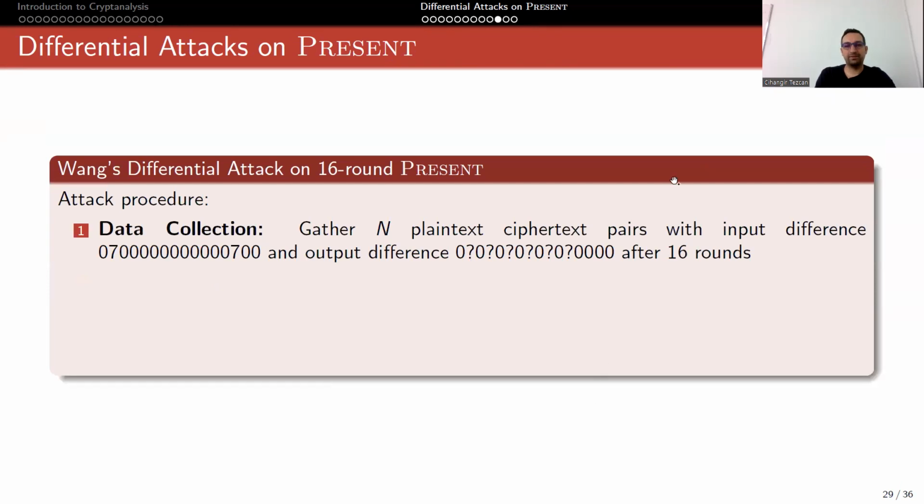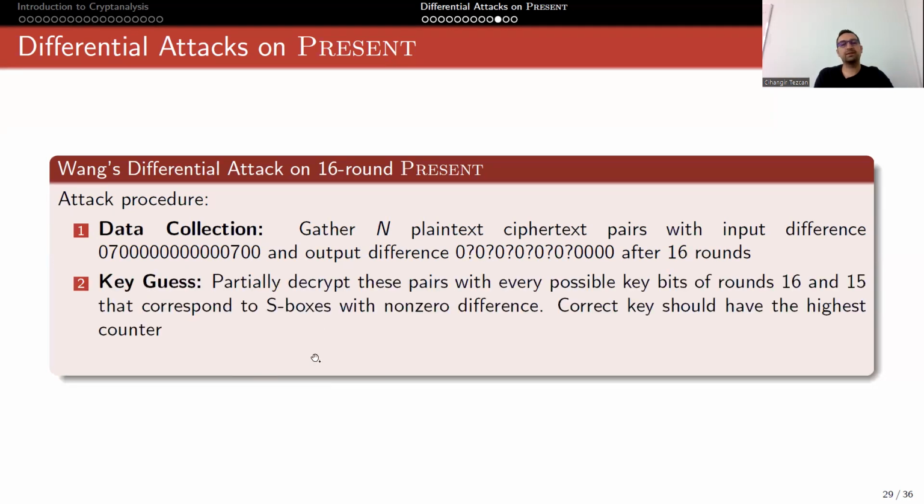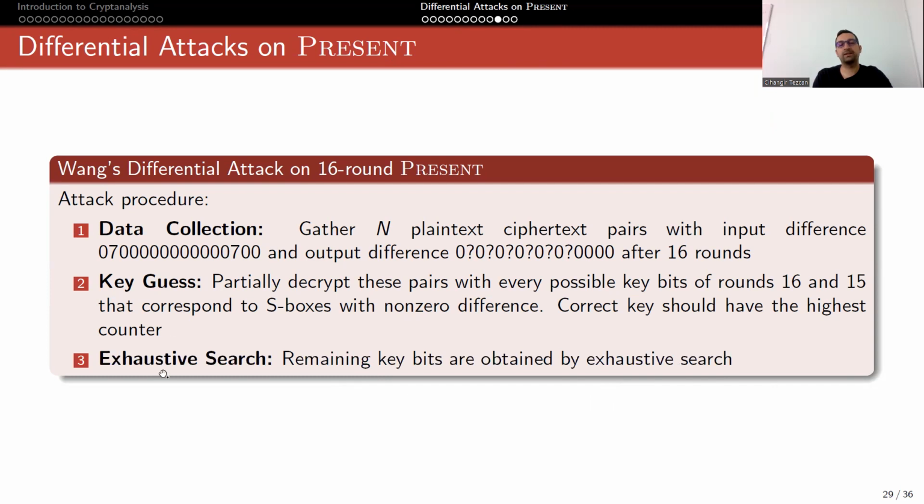So let me finalize with this. The attack procedure is as follows. You gather M plaintext-ciphertext pairs with this input difference, and the question marks mean that there can be any difference at those places after 16 rounds. Key guess: partially decrypt these pairs with every possible key bits of rounds 16 and 15 that correspond to S boxes with non-zero differences. The correct key should have the highest counter. Exhaustive search: the remaining key bits are obtained by exhaustive search at the end. So this way you can break 16 rounds of PRESENT.